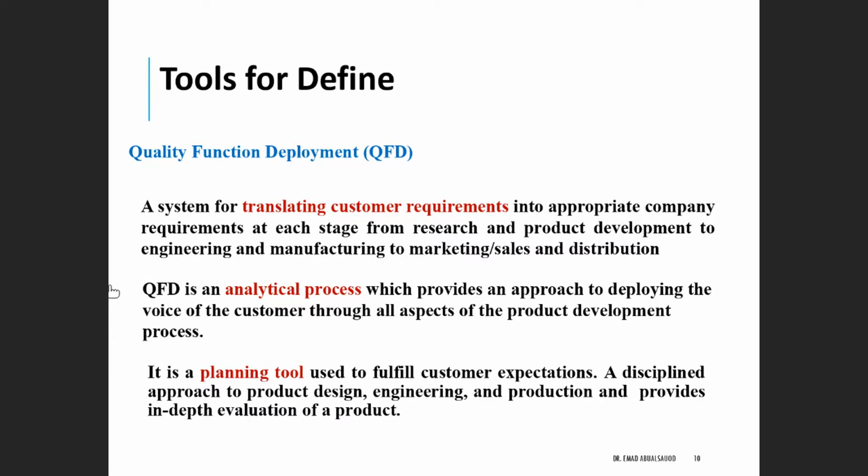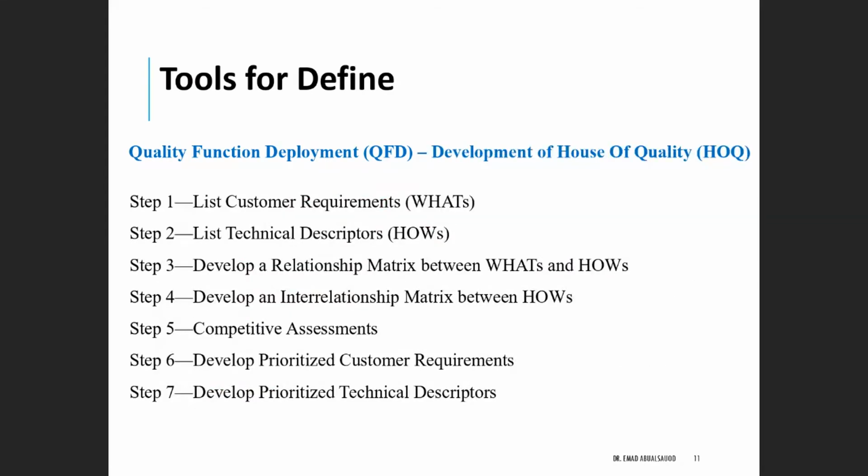The planning tool here provides the depth and evaluation of a product, whether on the technical side or with respect to the market side. The quality function deployment is known as the House of Quality, HOQ. House of Quality is one of the tools used in the quality function deployment concept, and it is the most commonly used tool for translating the customer requirements into company requirements. How do they do that? What are the steps to develop the House of Quality? You follow these 7 steps.